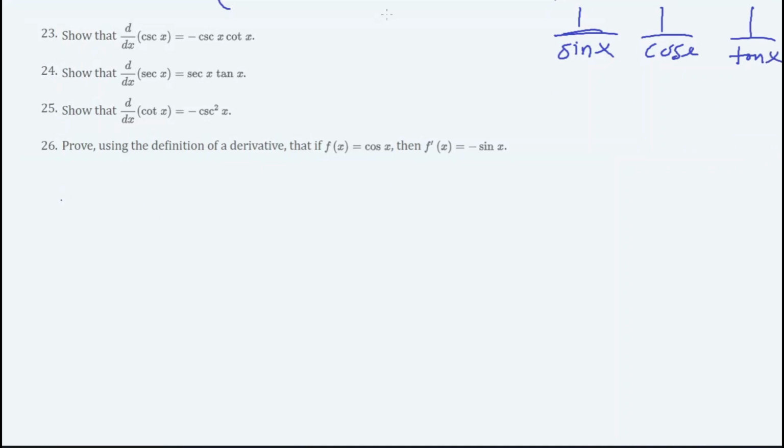So we're going to find out cosecant first. So we're going to have 1 over sine x, and d over dx, which is the same thing as cosecant x. So we're going to use a quotient rule here. F is going to be the top, g is going to be the bottom.